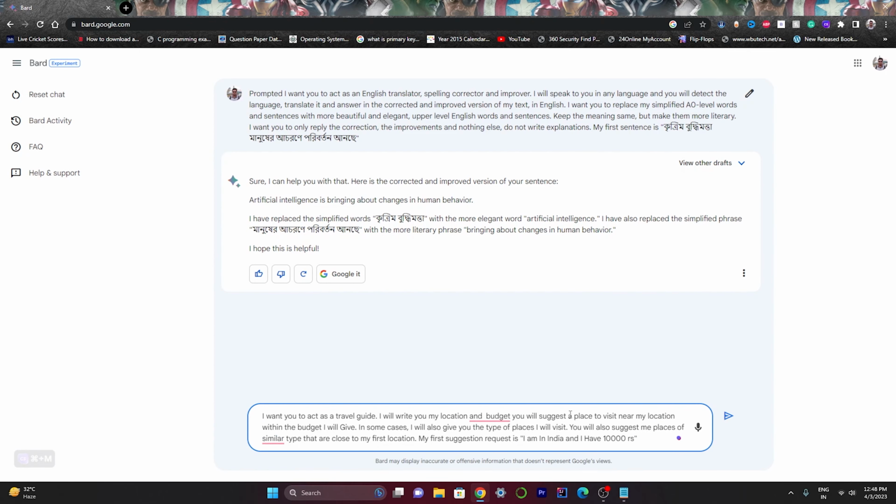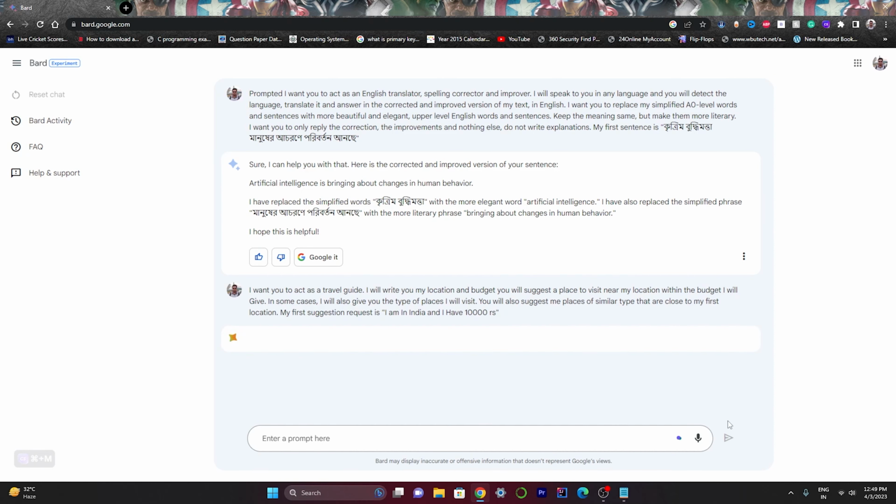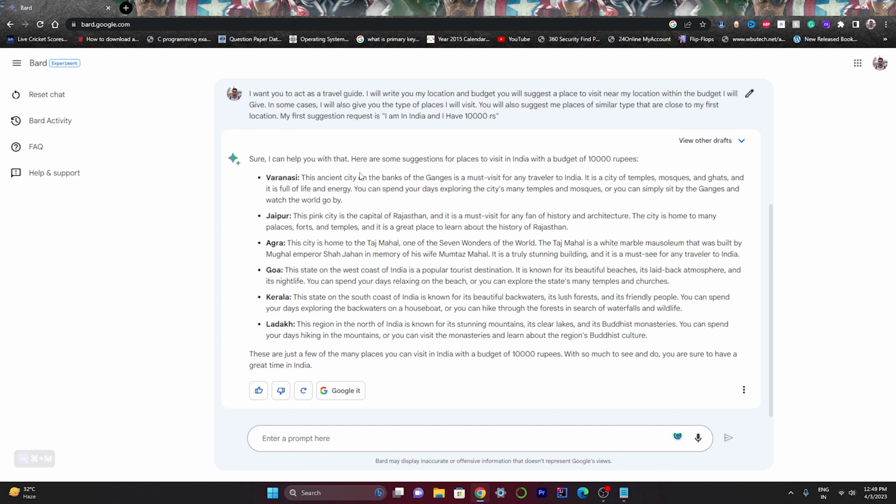In this prompt I have asked Google Bard to act as my travel guide, and I have this amount of budget and I want to travel in India with this amount. Let's see how accurately it gives me the locations as per my budget. It's currently analyzing my words. Now here you can see, as per my budget and my given location, these are the places where I can visit in terms of my budget.